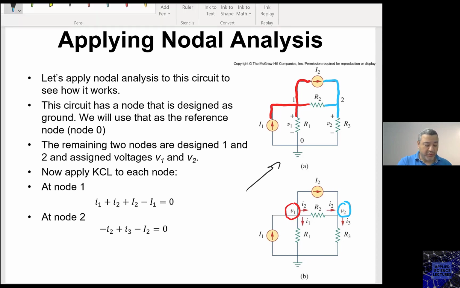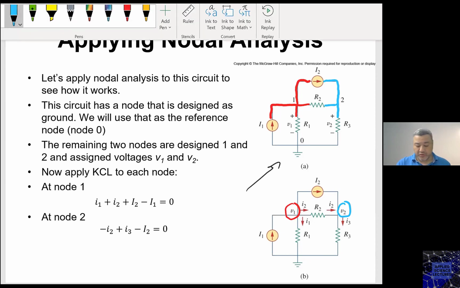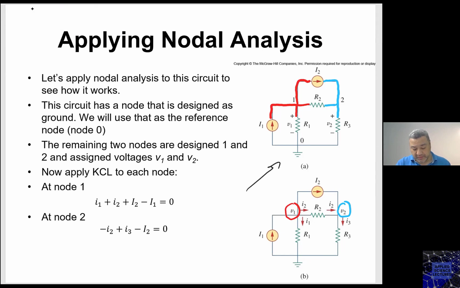Now the third one was already assigned to me here to be the ground, my reference node, because at the end when I measure the voltage, I measure the potential with respect to a reference. So this is my reference that was given to me. And as you can see, this one has 0 volts.